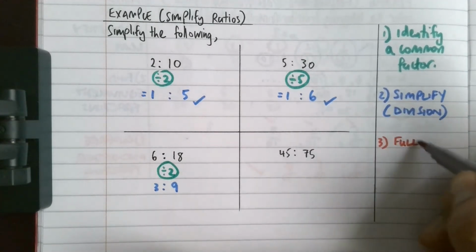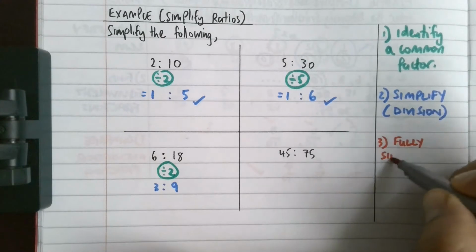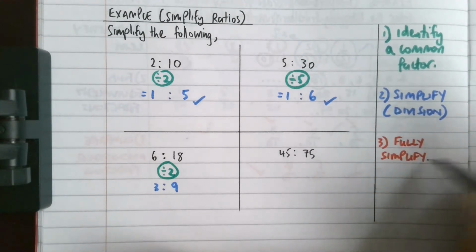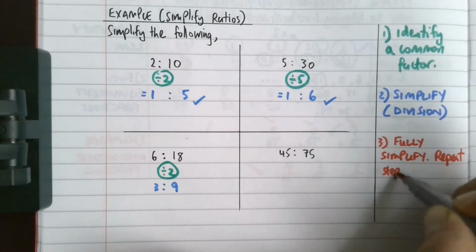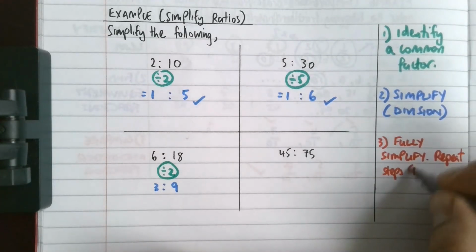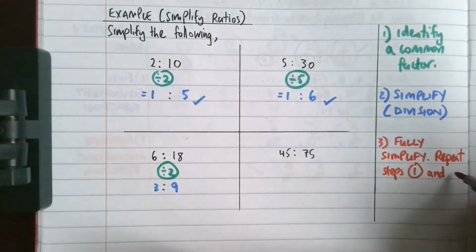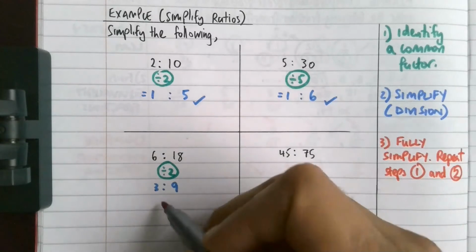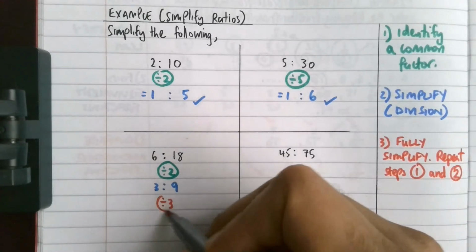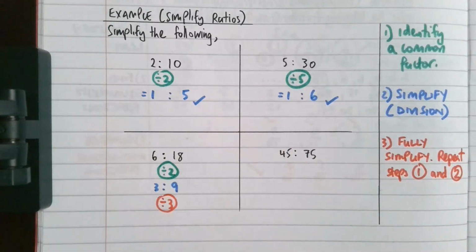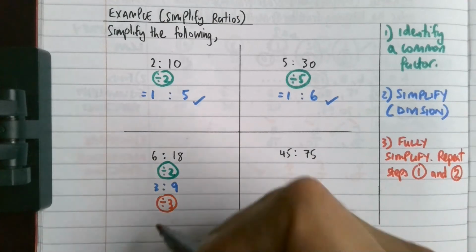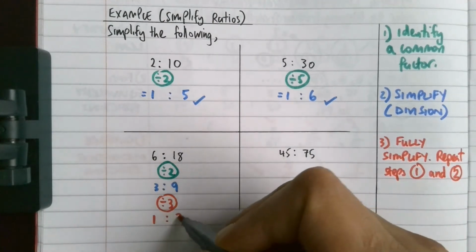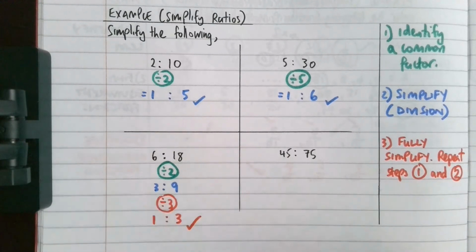However, 3 to 9 can also be simplified further, and therefore to fully simplify we have to repeat steps 1 and 2 until we're at a point where we can't simplify the ratio anymore. And what that means is until the point where we stop having whole numbers, because ideally we just want to maintain that whole number in the ratio. So we get 1 to 3. So that's fully simplified. And the last one, the numbers are a little bigger.